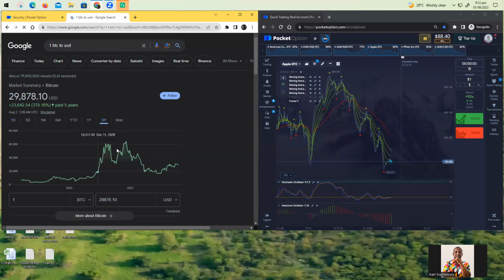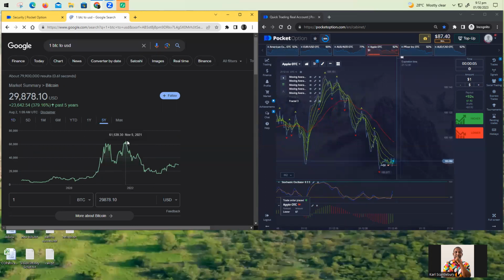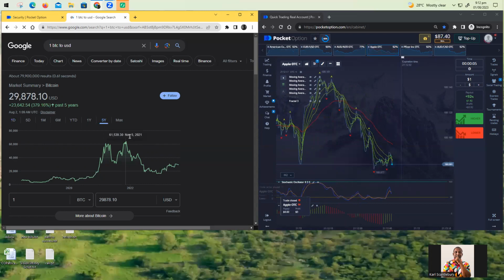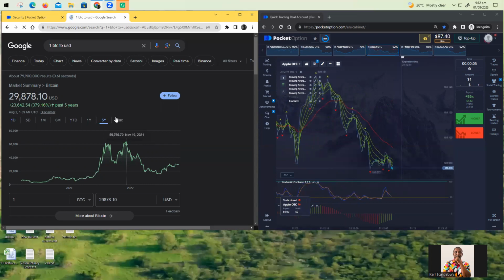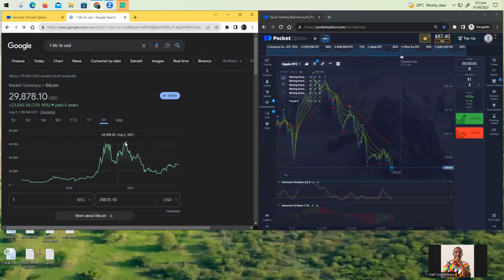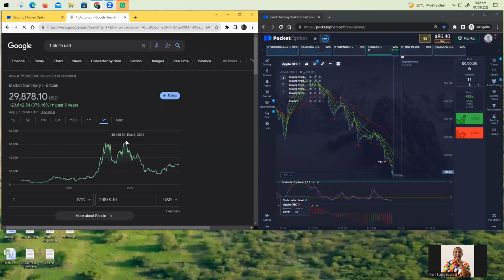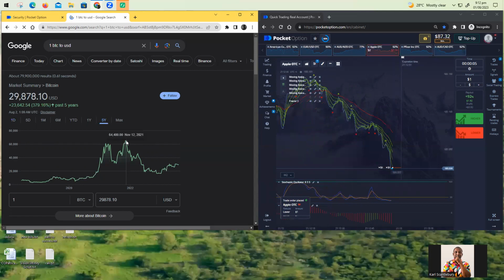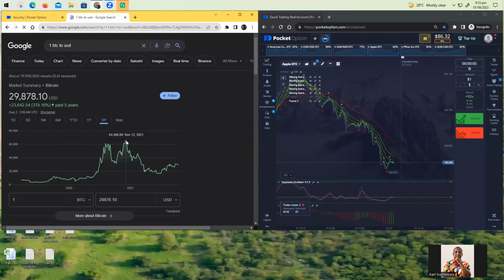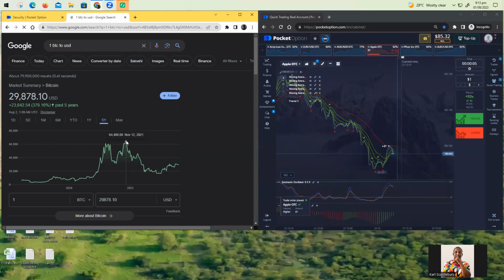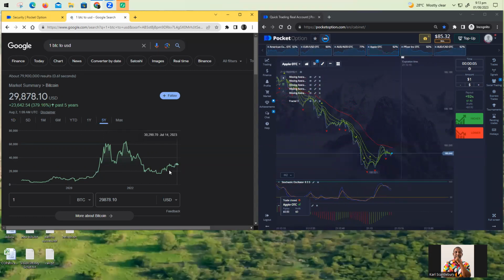One Bitcoin at one point in time actually touched, let's see the maximum point here. It was more than $60,000. Right, there we go. 64,444. Perfect. November 12th, 2021 was the day that Bitcoin reached its maximum price ever. And look, it has dropped significantly since then.